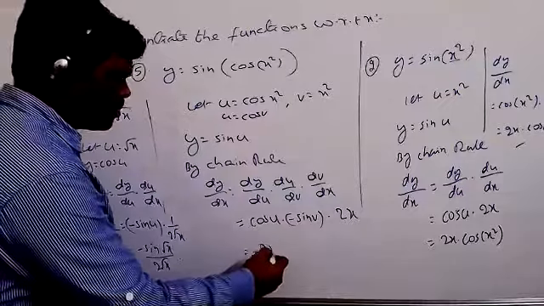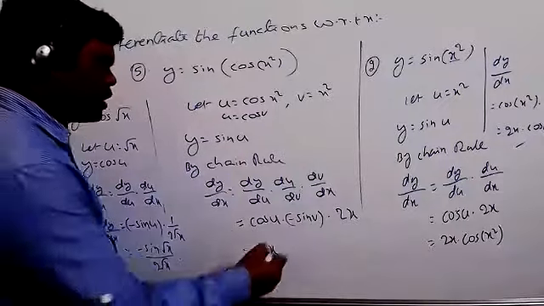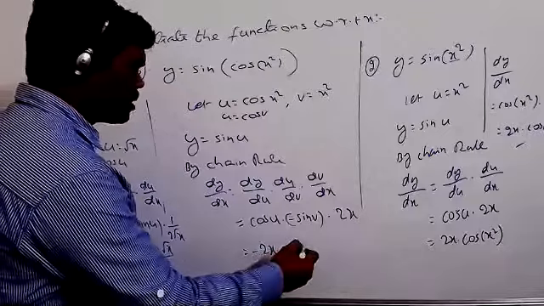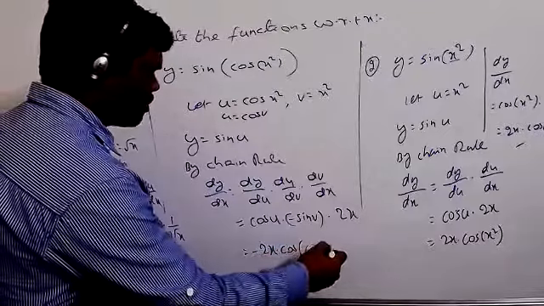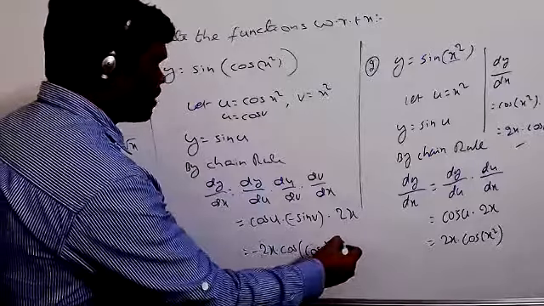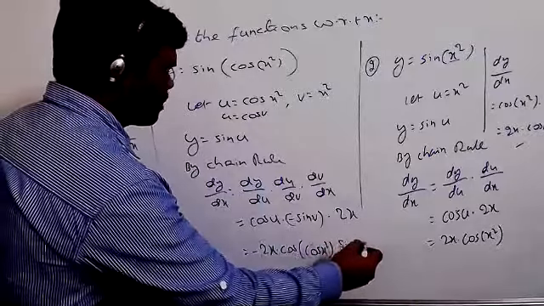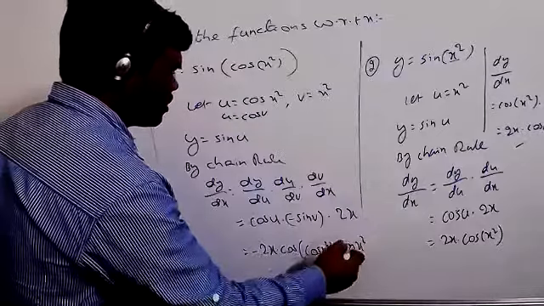So minus 2x into cos u equal to what do you get now? It is cos of u, we know very well, this is cos x square, into sin v, which you can write now as sin x square. Sin x square.